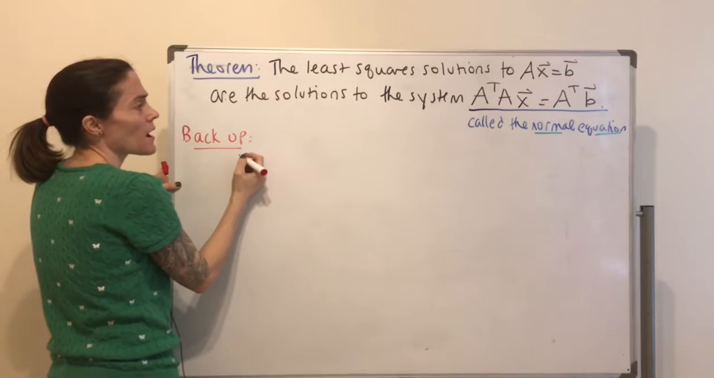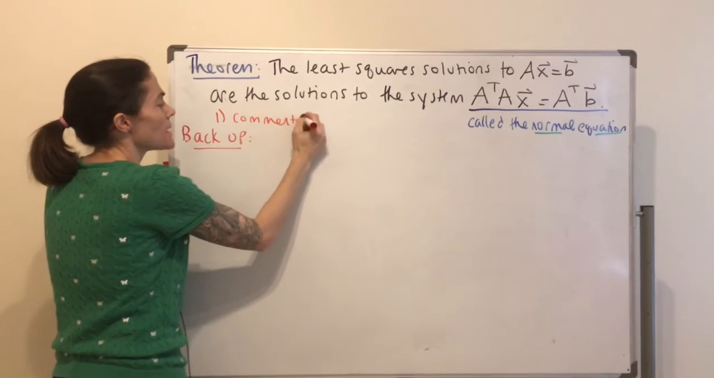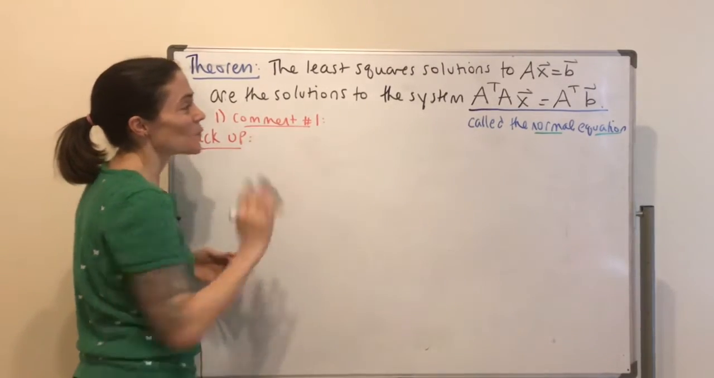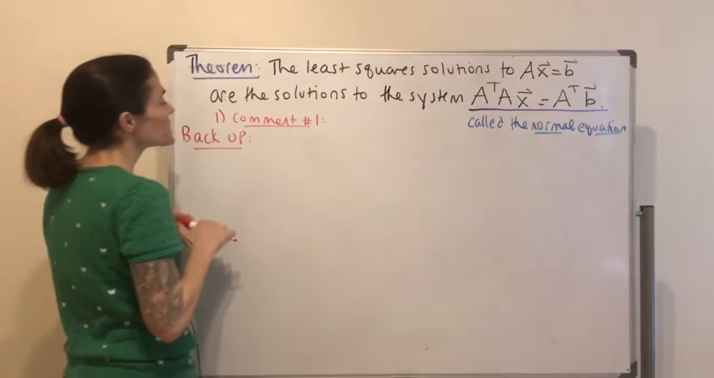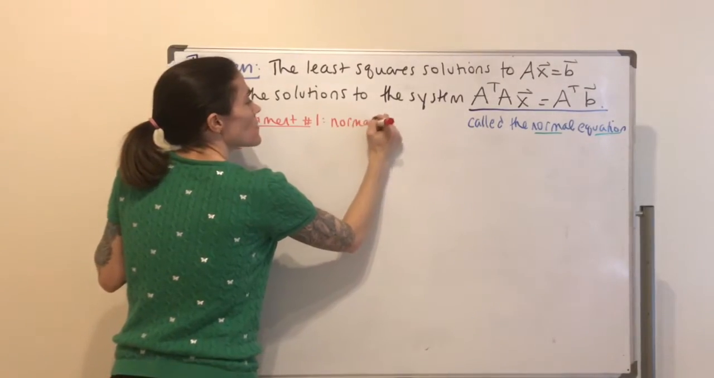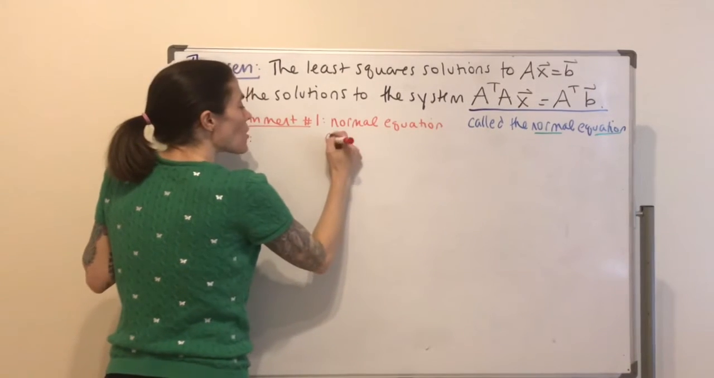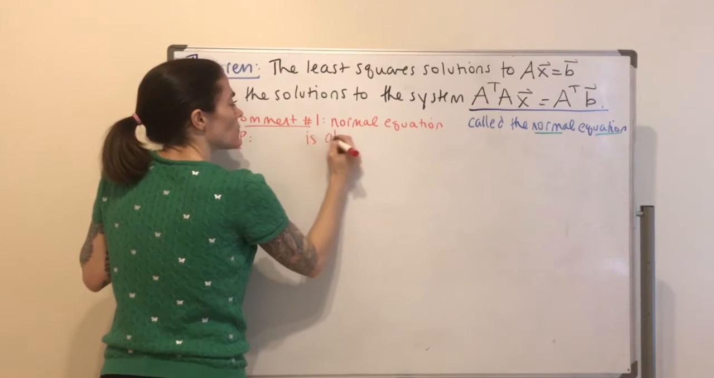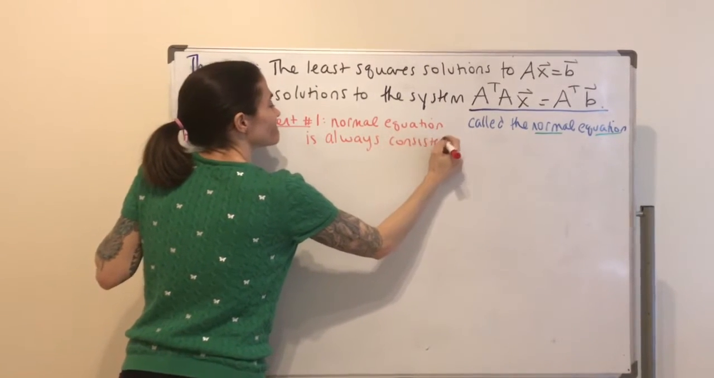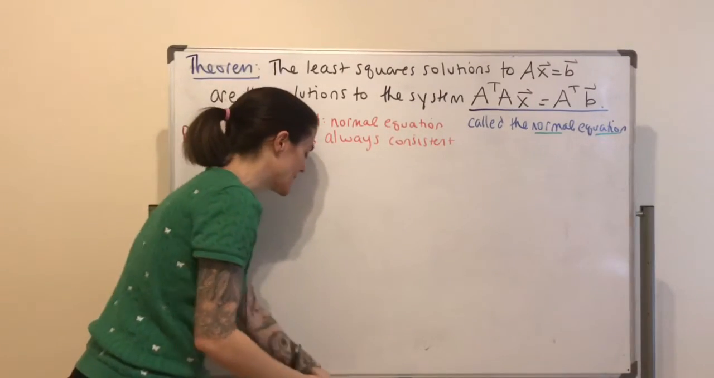Right now, I'm making comment number 1, and I've got several comments to make to understand why this is the case. The first comment is that the normal equation is always consistent. Let's talk about why right now.